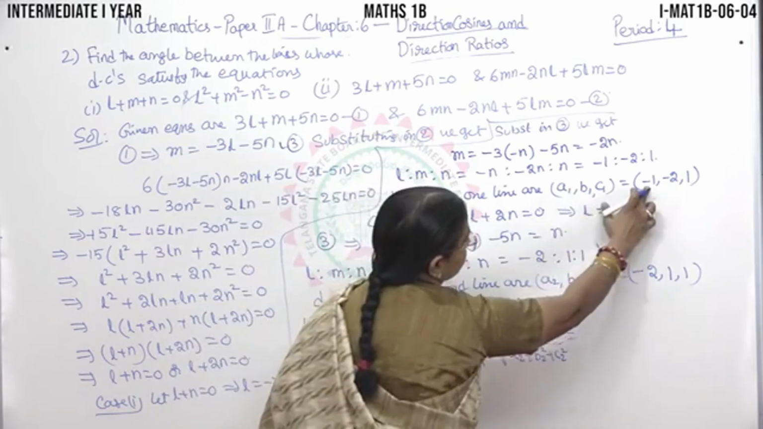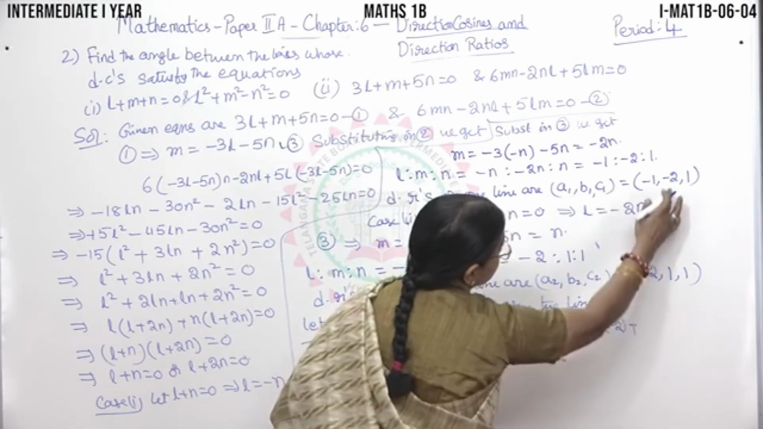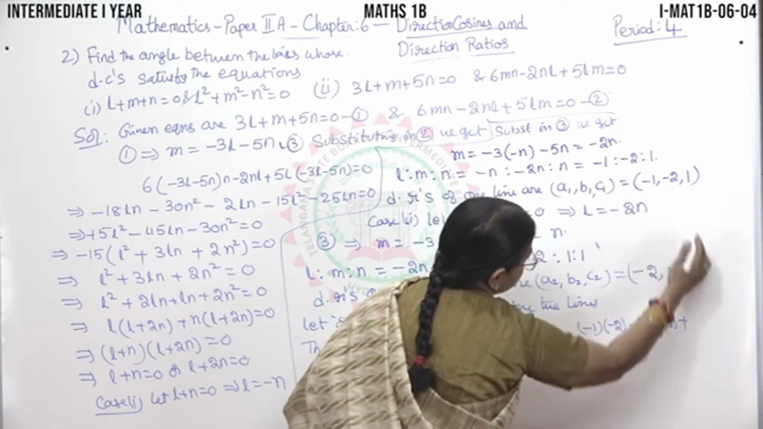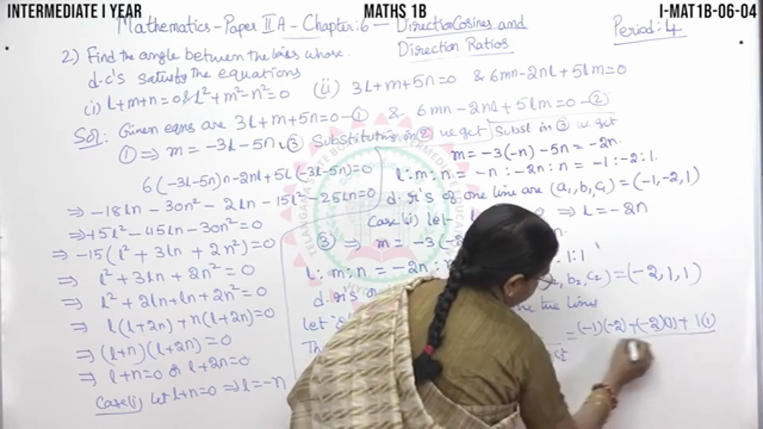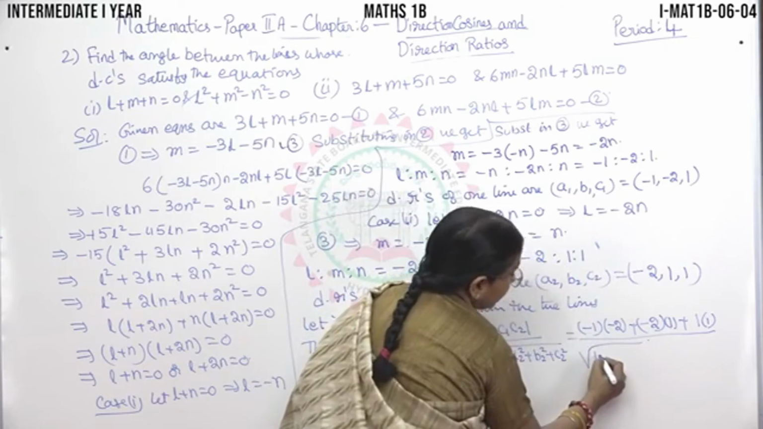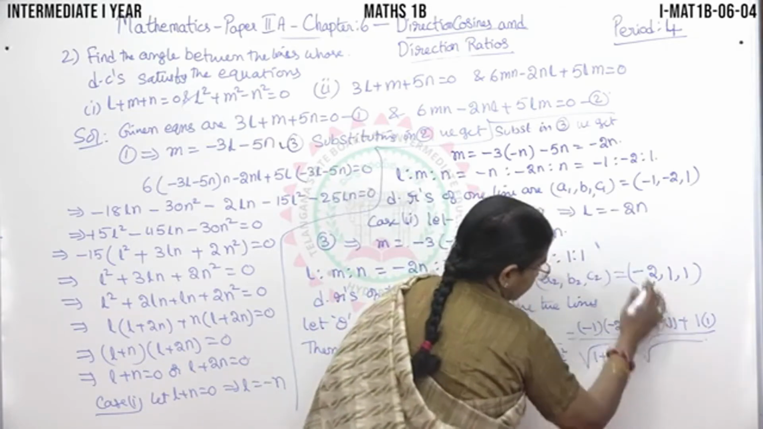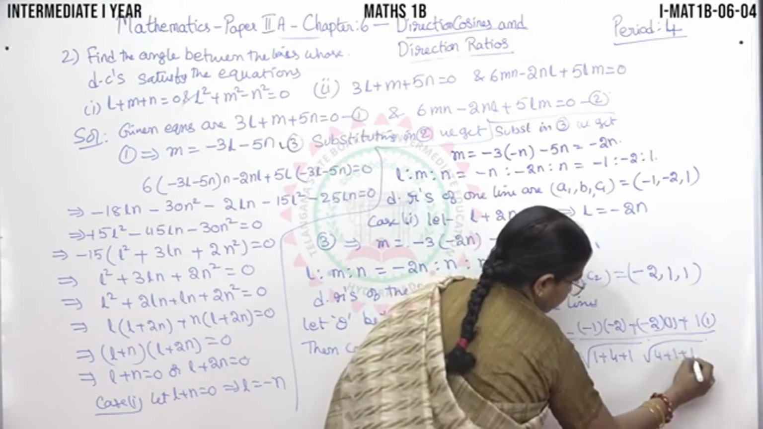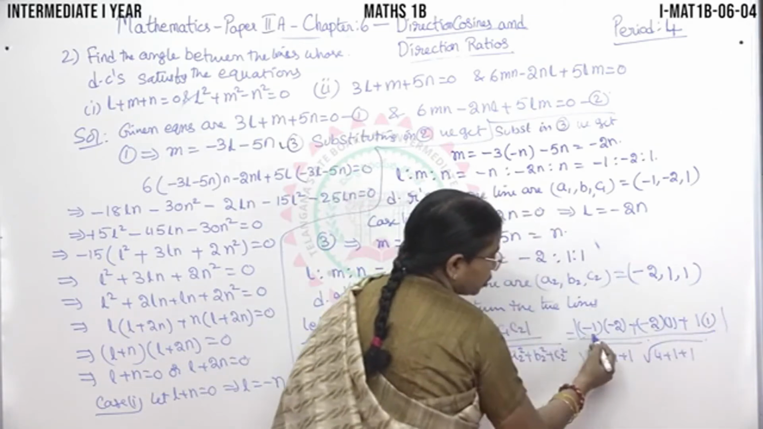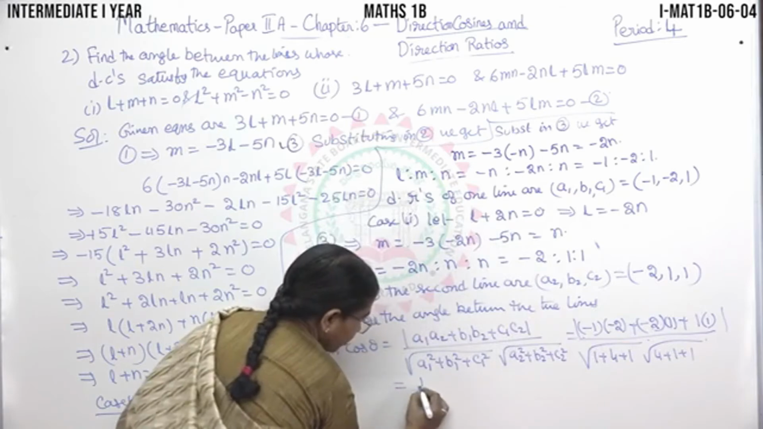A1 is 1, B1 is -1. So -1 into -2, that is A1 A2, plus B1 B2, -2 into 1, plus C1 C2, 1 into 1, by root of (-1) whole square plus 1 plus (-2) whole square plus 1. Root of, this is again, 4 plus 1 plus 1, root 6. Root 6 into root 6 is 6. And here this is plus 2, -2 gets cancelled. So I'll get 1 by root 6.